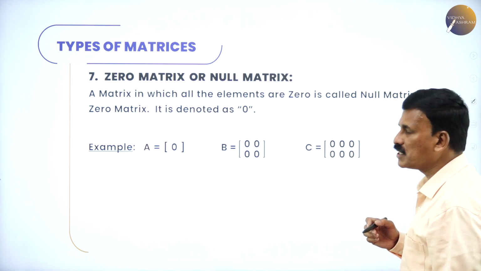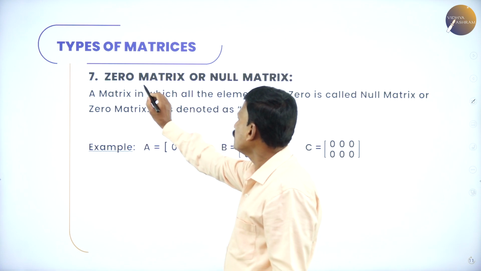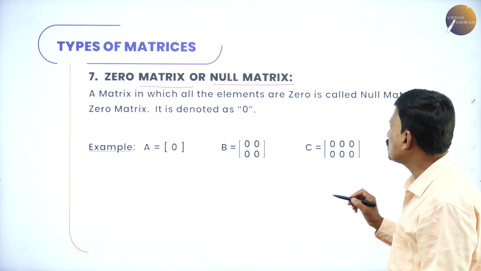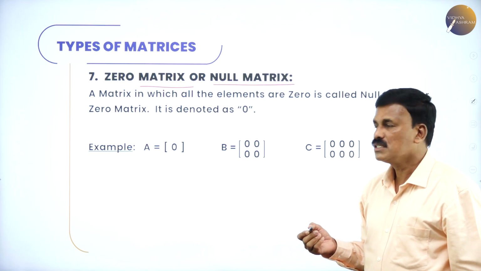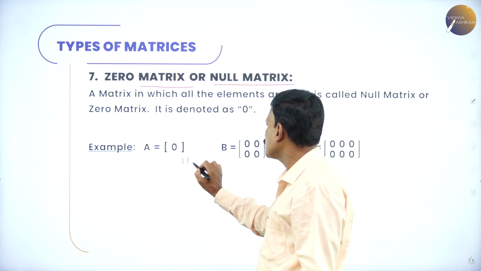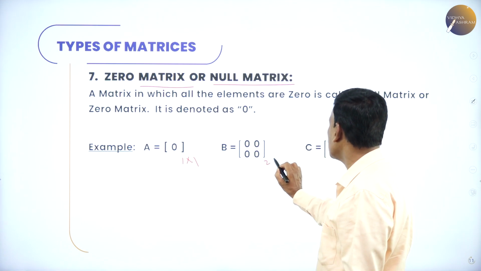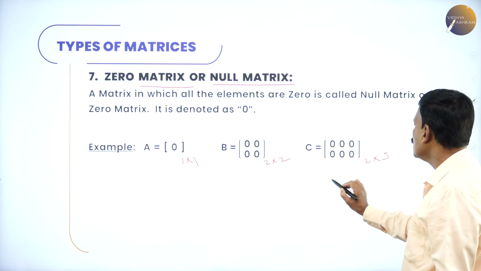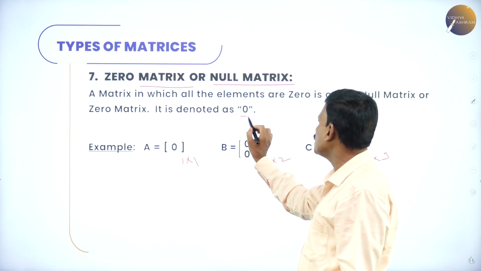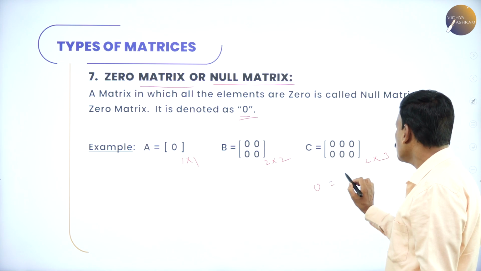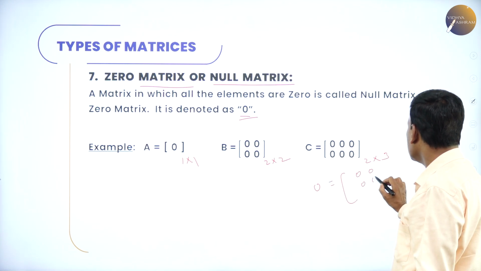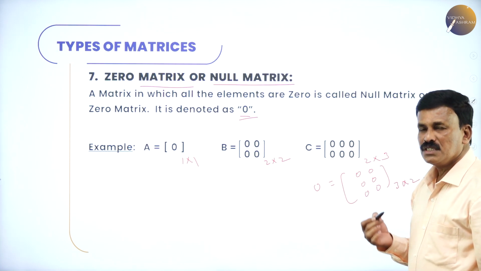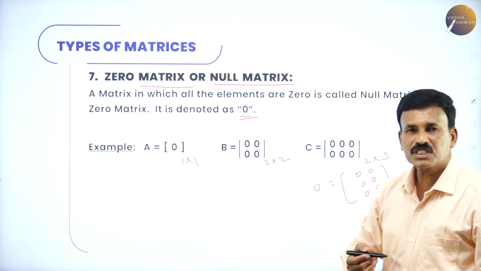Now, the next one, last in this, is the zero matrix or a null matrix. Null, nothing. So, a matrix in which all the elements are zeros. This is an example for a null matrix of order 1 into 1. This is a null matrix of order 2 into 2. This is of order 2 cross 3. A null matrix is denoted as 0. This is also an example for a null matrix of order 3 rows and 2 columns. So, these are all the types of matrices.